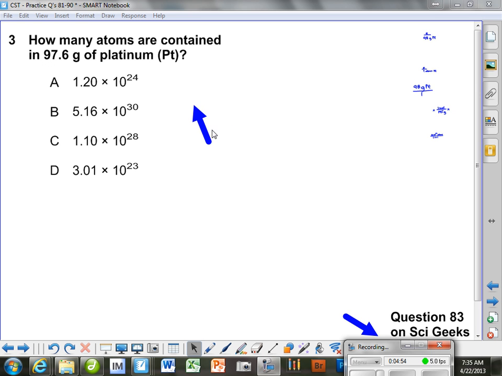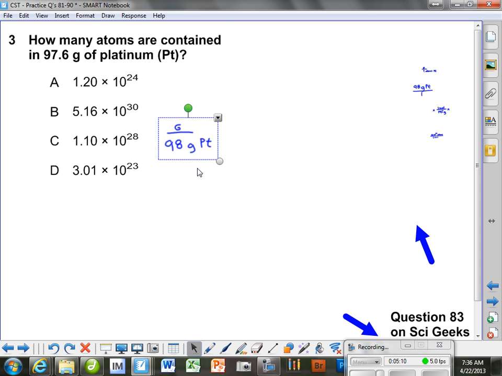In this question, we're being asked to find atoms. So atoms is the find, and grams is the given. So this is going to be 3 fractions total. First fraction we start out with is the 6 grams.